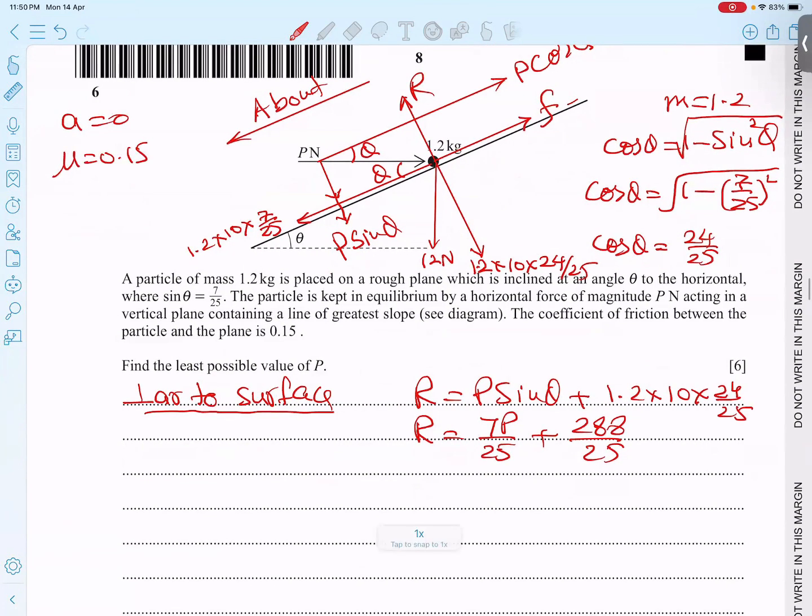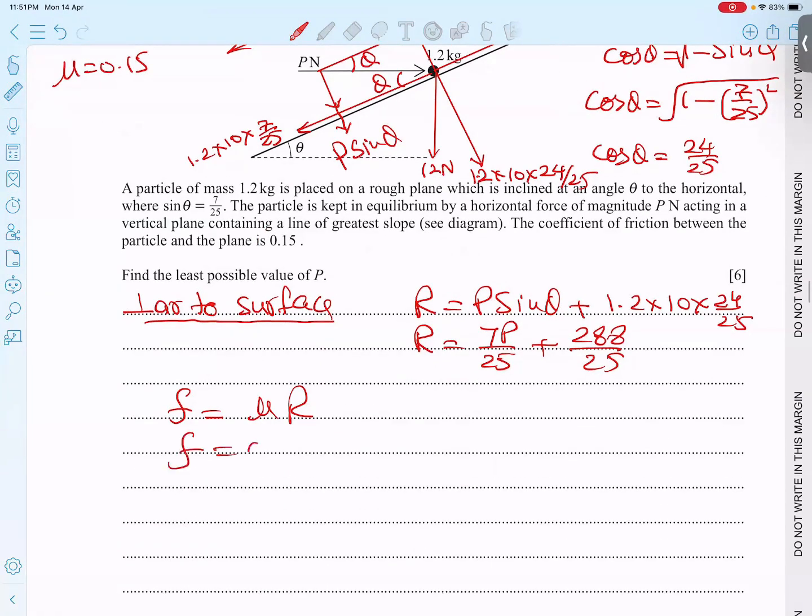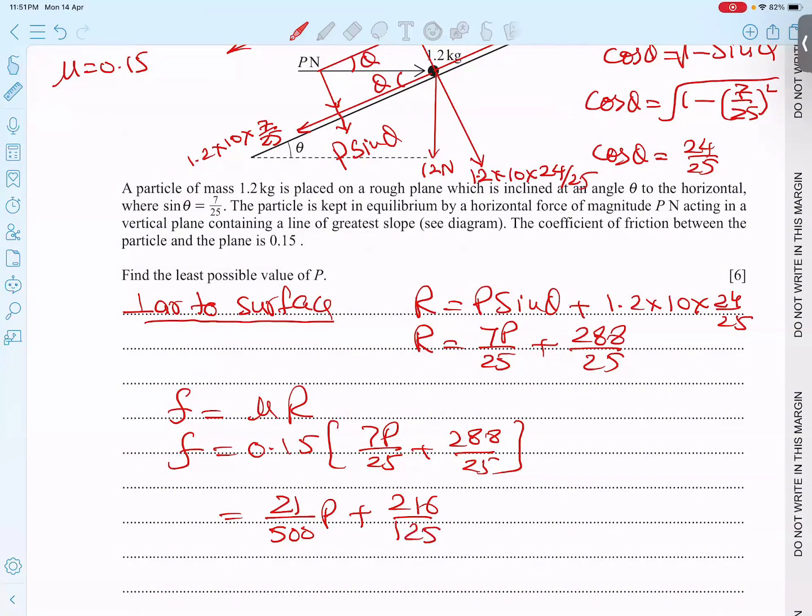This next one: what is the friction force? Friction force F is equal to mu R. And what is mu? 0.15. So I'm finding friction as well. So 0.15 times 7P over 25 plus 288 over 25. In this way, the question becomes easy. When I multiply 7 over 25 times 0.15, I'm getting 21 over 500P. And when I multiply 288 over 25 by 0.15, I'm getting 216 over 125. So this friction force is done.